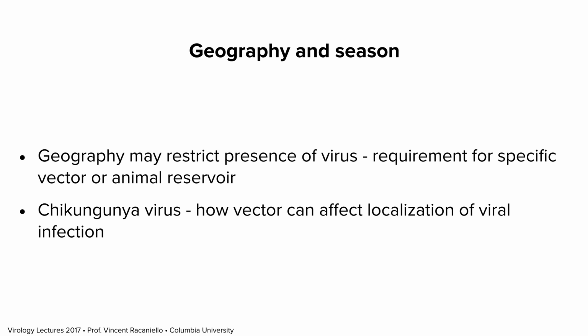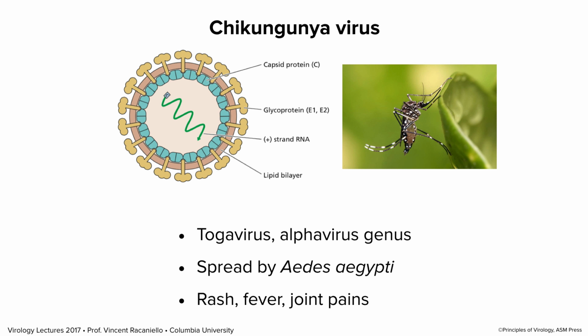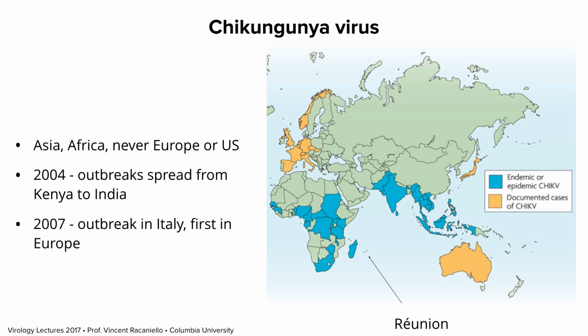And here's a good example, chikungunya virus. And a great example that we've been able to follow in real time of how the vector can affect localization. Chikungunya is a togavirus in the alphavirus genus. We've talked a little bit about it before: plus strand RNA virus with an envelope and an icosahedral nucleocapsid around the genome. It's spread by Aedes aegypti mosquitoes, and it causes rash, fever, and joint pains. We've known about this for many years. It used to be found only in Asia and Africa, these blue areas here. Never in Europe, never in the United States.